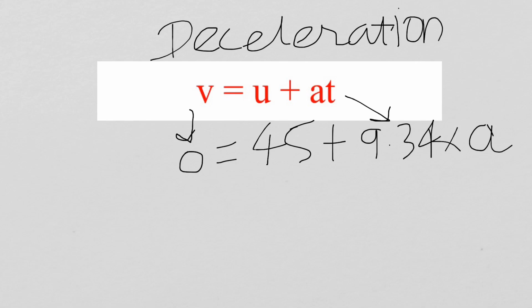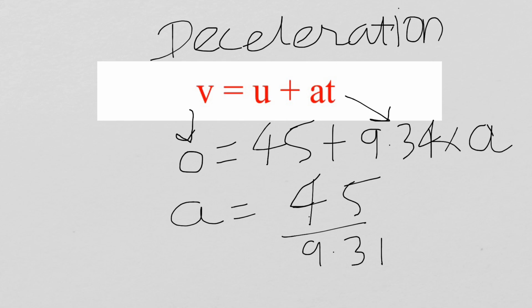So let's solve this. Acceleration value will come as 45 upon 9.34. So it will come to 4.81 meters per second square. So this is the deceleration of the bike, or the car or any vehicle that was running and had the brake applied.